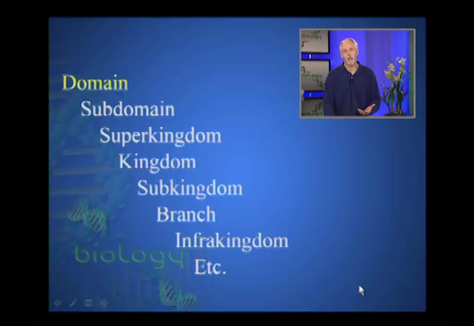But as I was mentioning, we've added a number of super and subcategories, and just to show you another category that we've added, we've also added a category of domain. And so just to get from domain down to phylum, for example, you could go from domain to subdomain to superkingdom, kingdom, subkingdom, branch, infrakingdom, and others before you even get to phylum. So again, this Linnaean system has expanded tremendously, and sometimes we need additional categories to accurately reflect evolutionary relationships.